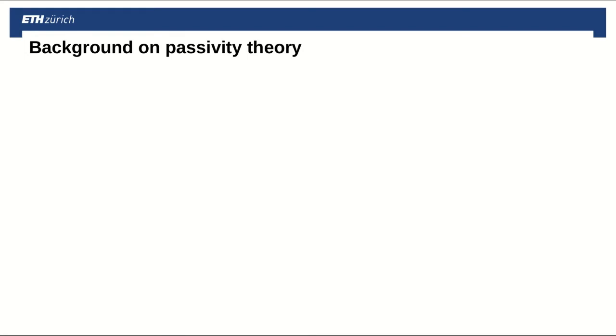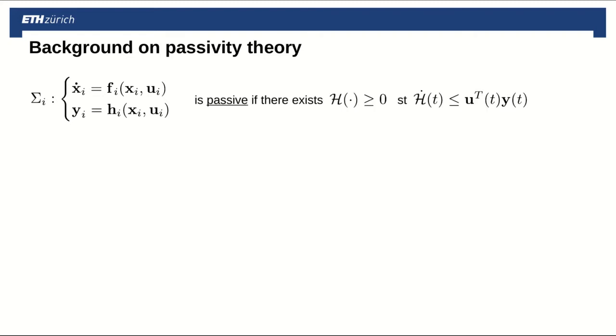I'm going to provide some background on passivity theory. If we consider a generic system sigma where U denotes the input and Y denotes the output, this system is said to be passive if there exists a function called storage function, whose rate is bounded by the product input-output. If we think of the product input-output as the power injected to the system and the storage function as the energy of the system, then this inequality is telling us that the rate of energy of the system cannot grow more than the power injected. This is why the system is called passive.